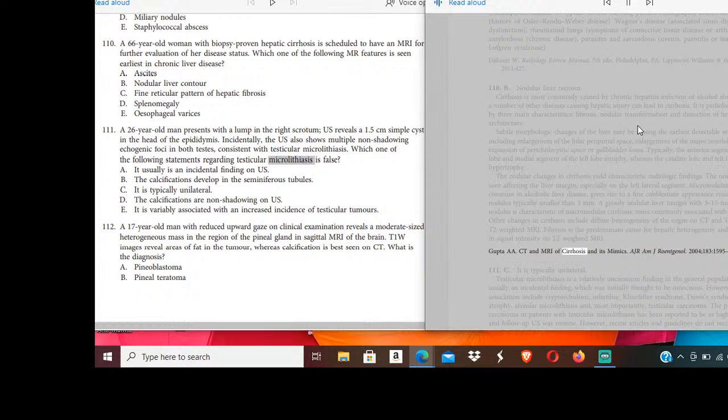CT and MRI of cirrhosis and its mimics. AJR Am J Roentgenol.